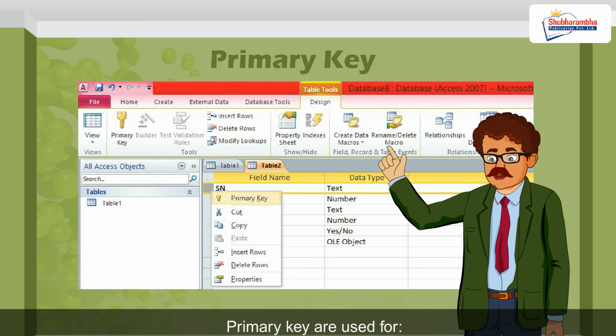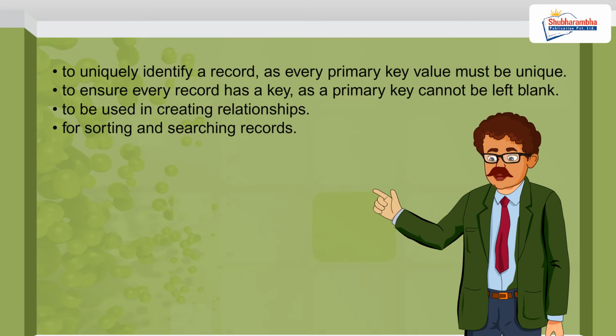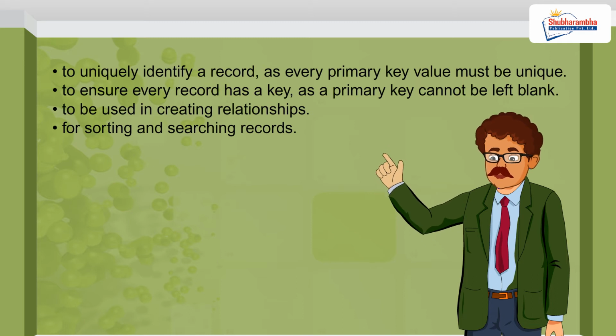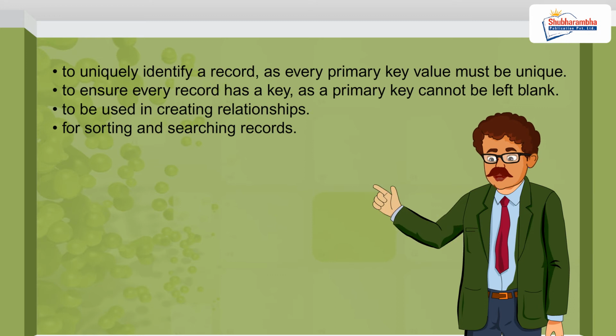Primary keys are used to uniquely identify a record, as every primary key value must be unique. To ensure every record has a key, as a primary key cannot be left blank. To be used in creating relationships. For sorting and searching records.